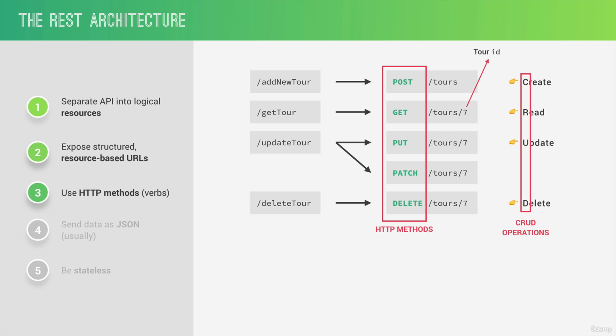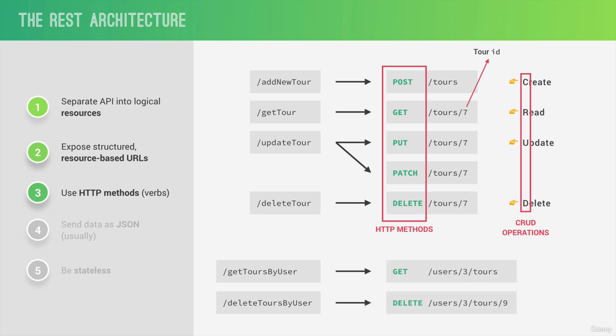And just to finish this part now, remember that we had two other crazy endpoint names in the last slide, which kind of involve two resources at the same time, right? And that's also no problem at all with REST. So getTours by user can simply be translated to users/tours. In this case, user number 3. So this particular endpoint here could send data about all the tours that user number 3 has booked.